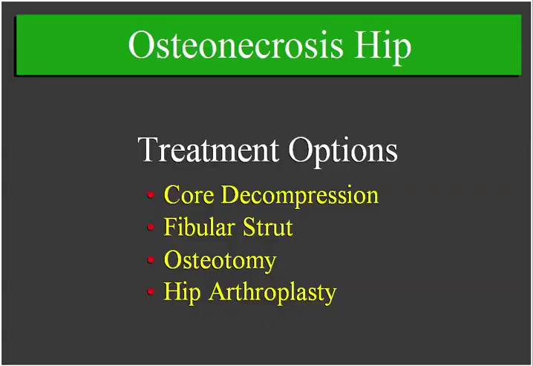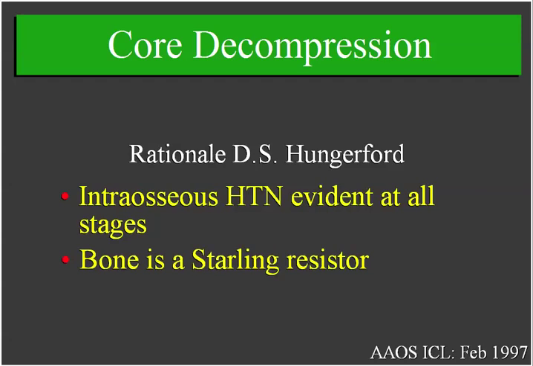Treatment options for osteonecrosis: core decompression, fibular strut, vascularized, osteotomy, hip replacement. Now, core decompression, the rationale here is that with osteonecrosis, you have interosseous hypertension evident at all stages, as found out by Hungerford in his tests. Bone is actually a Starling resistor.